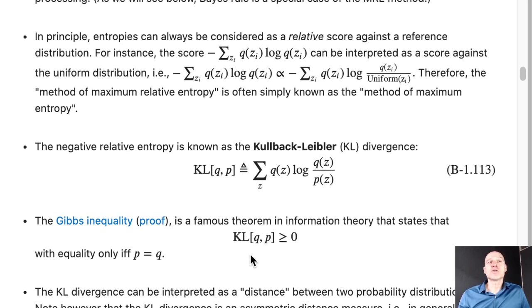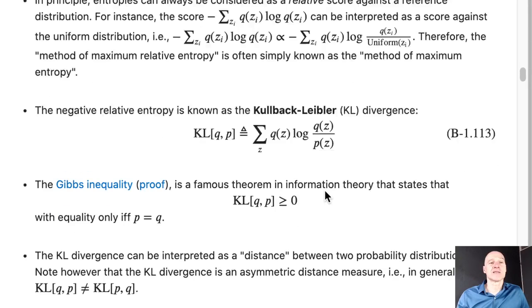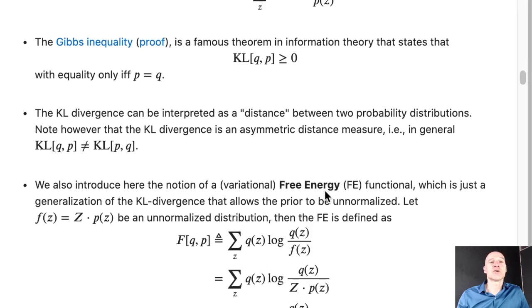We're going to use in our class a little bit of a generalization of the Kullback-Leibler divergence. Namely, I'm going to allow P, my prior, to be unnormalized. So I'm going to say I have P of Z, and P of Z is some positive function f of Z divided by Z, and that is the normalizer.